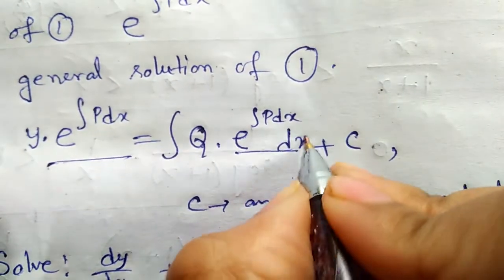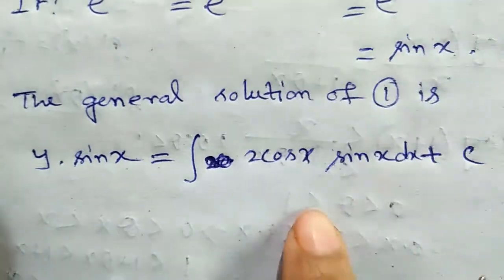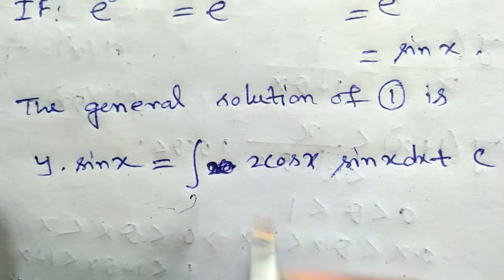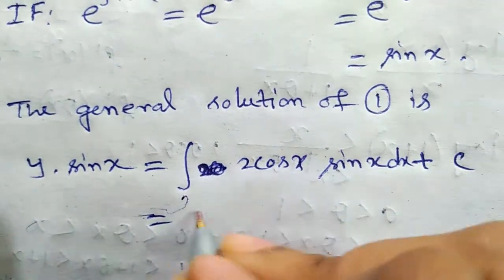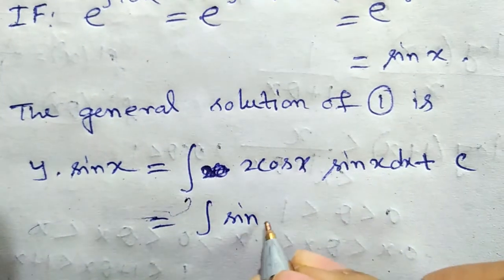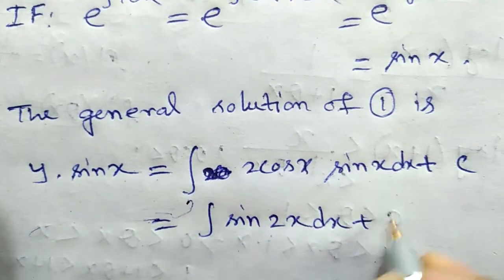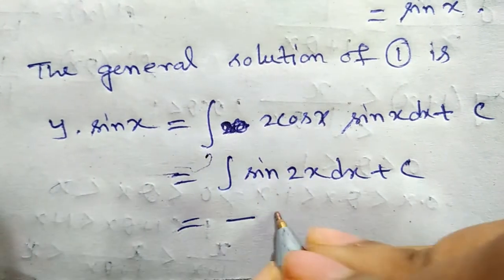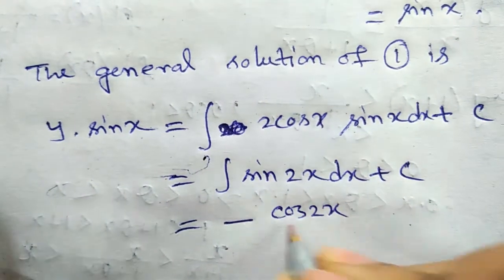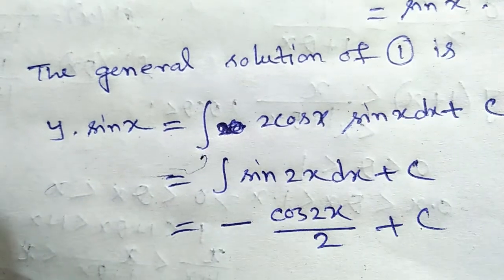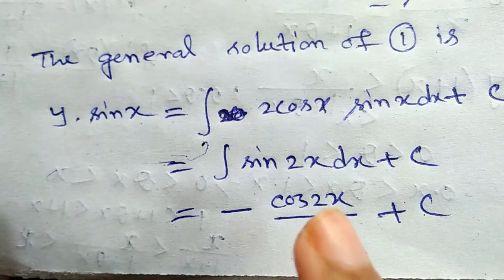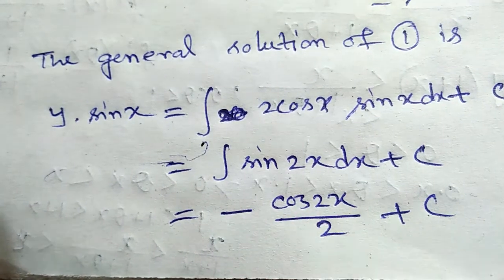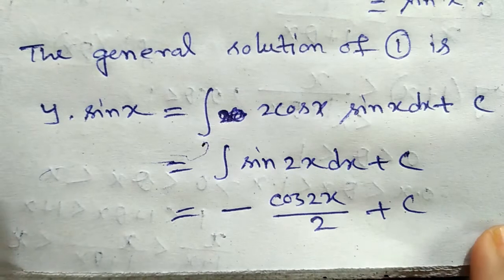Then this is 2 sin x cos x, that is sin 2x. So integral of sin 2x dx plus c, that is minus cos 2x by 2 plus c. So y sin x equals minus cos 2x by 2 plus c. This is our required general solution of the given linear equation of first order.